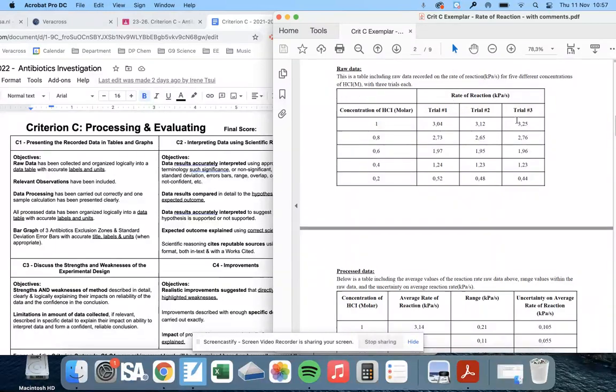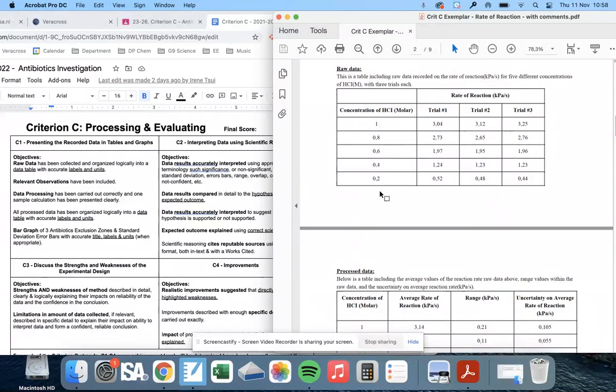Then it has a logically organized data table. You can see the 3 different trials are clearly labeled. They're showing rate of reaction values, and there's a unit in parentheses next to rate of reaction. The independent variable, which is on the left here, concentration of HCl, is listed down the left-hand side. And it's in a logical order. It goes from the most concentrated down to the least concentrated. That's not the only order possible. This person could have listed it starting at 0.2, going up to 1.